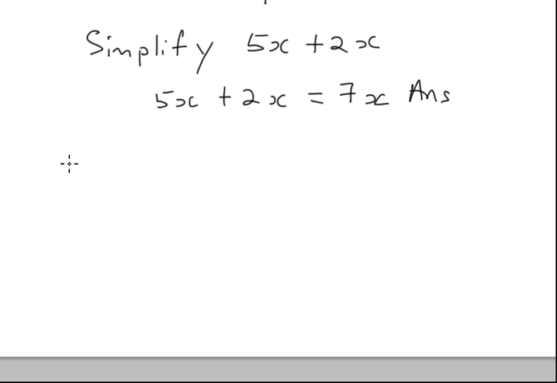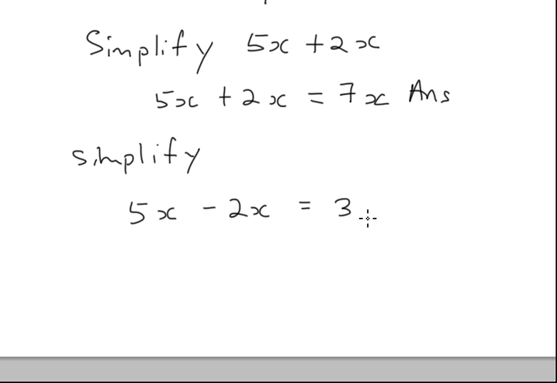Let's look at another example. Again, it's simplify. So it's now 5x minus 2x, and this will be equal to 3x because 5x minus 2x is 3x. That's quite simple. Now let us look at something slightly more challenging, slightly more interesting rather.